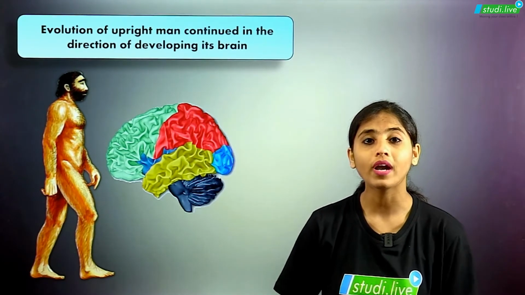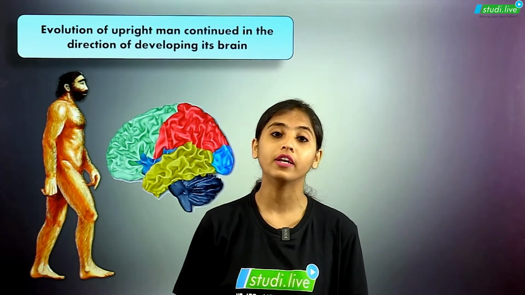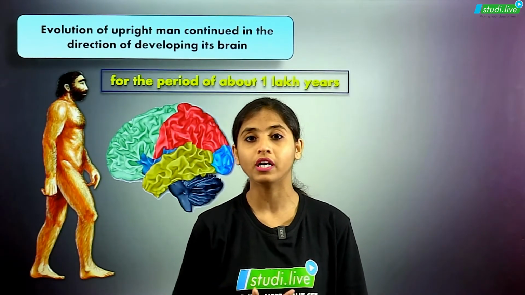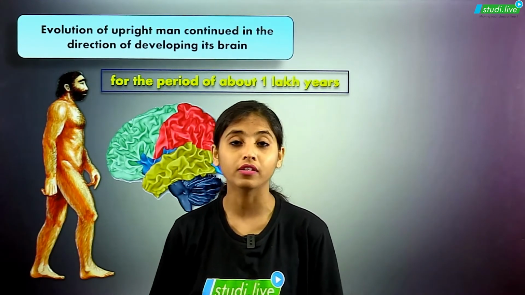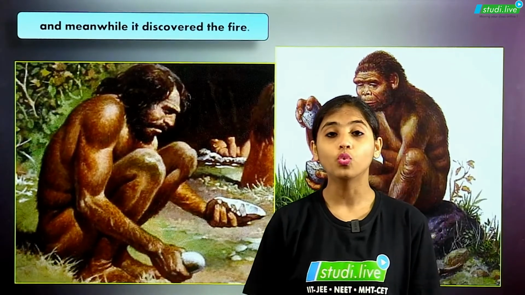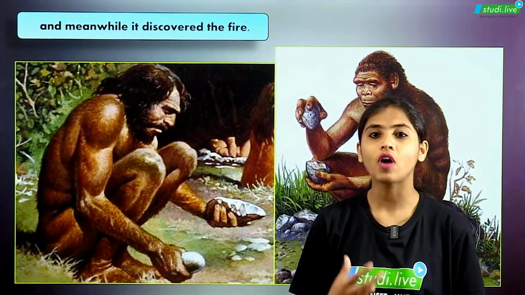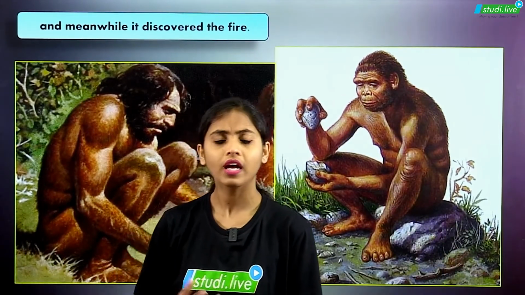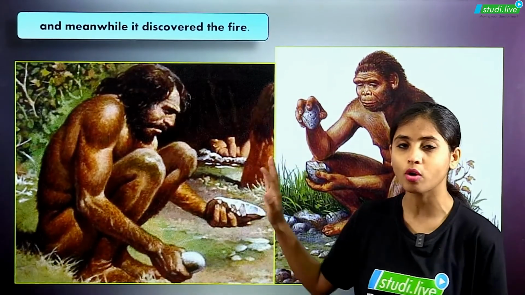Right? So what happened? The upright man continued in the direction of developing its brain. Brain अभी भी developed हो रहा है. And over the period of 1 lakh years, what had happened? The man starts to develop the word fire. तो fire का वहां पर invention हुआ कभी 1 लाख years ago. कैसे हुआ? ये आप सबने हिस्ट्री में पढ़ा होगा कि स्टोन्स की वजह से हुआ एंड ऑल दैट स्टफ. वी आर नॉट बॉदर्ड अबाउट इट.